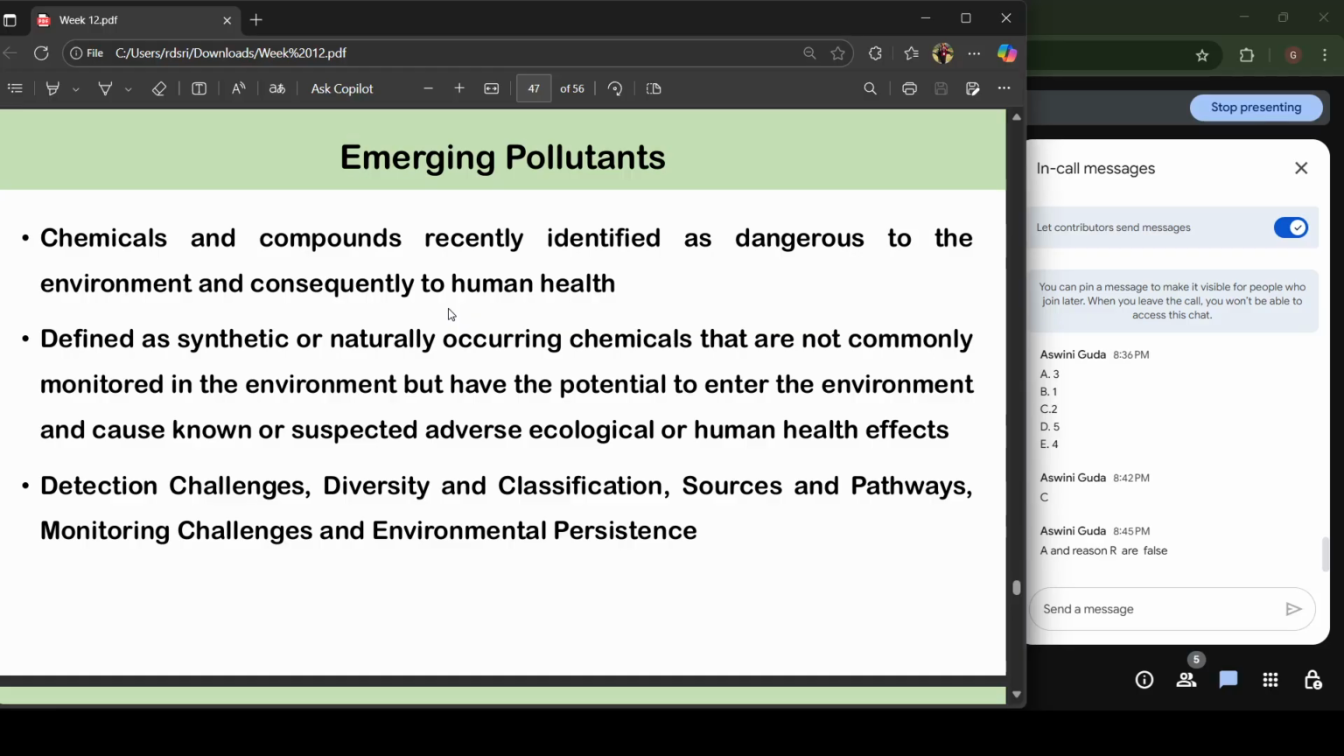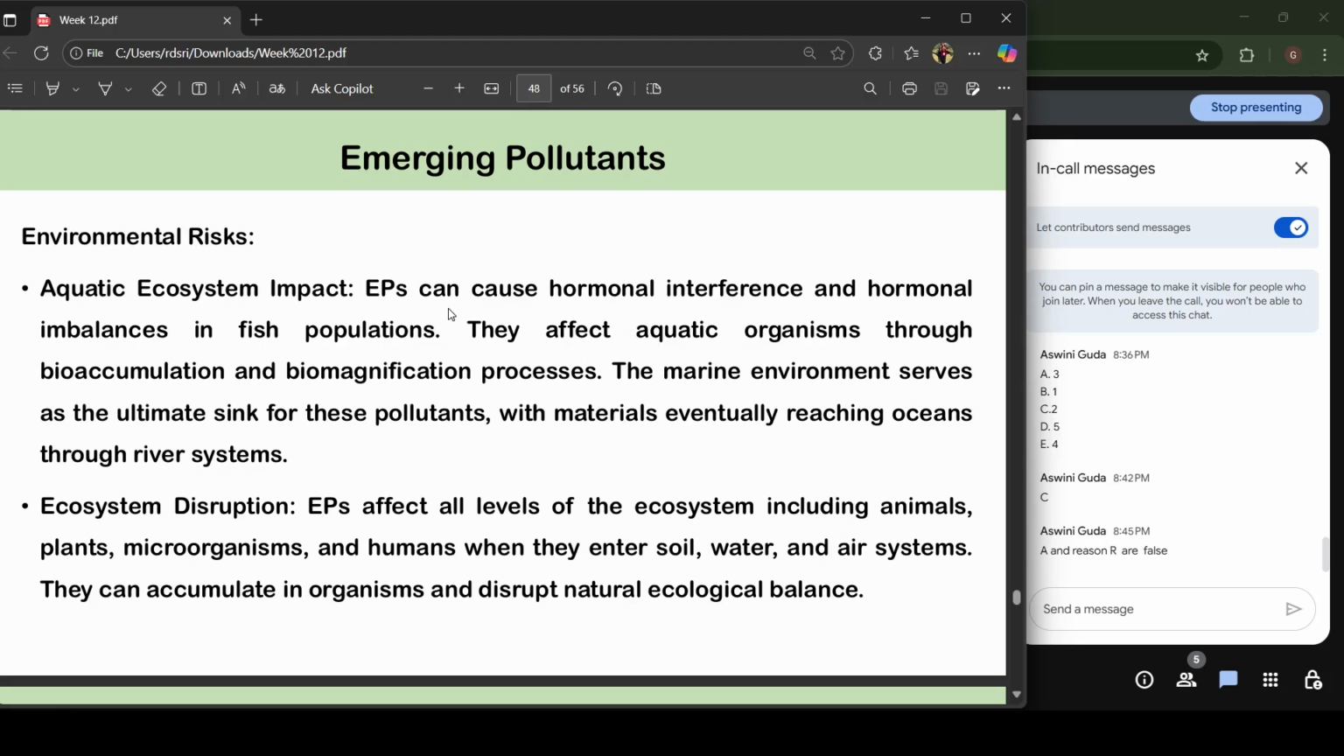They can be synthetic or naturally occurring chemicals, and they are said to have adverse effects on ecology and human health. Right. And the risks associated with these emerging pollutants include they have a great impact on aquatic ecosystem.